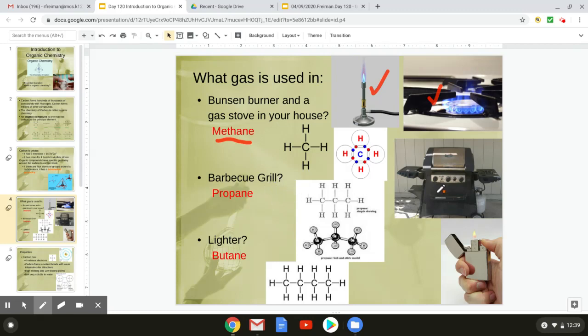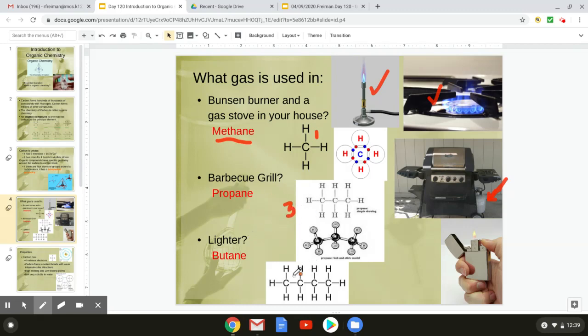On your barbecue grill, you'll notice down below there's a tank that you've attached to it. That tank is a propane tank. Propane is a type of organic compound. Now, in methane, there's only one carbon. In propane, there are 1, 2, 3 carbons. So we have a longer chain of carbons in propane.